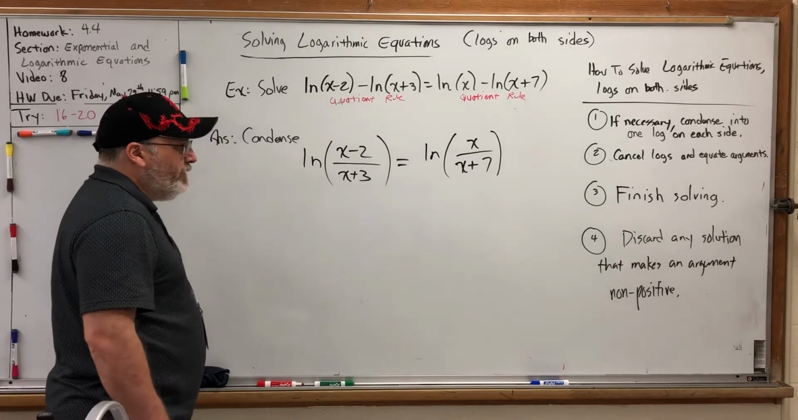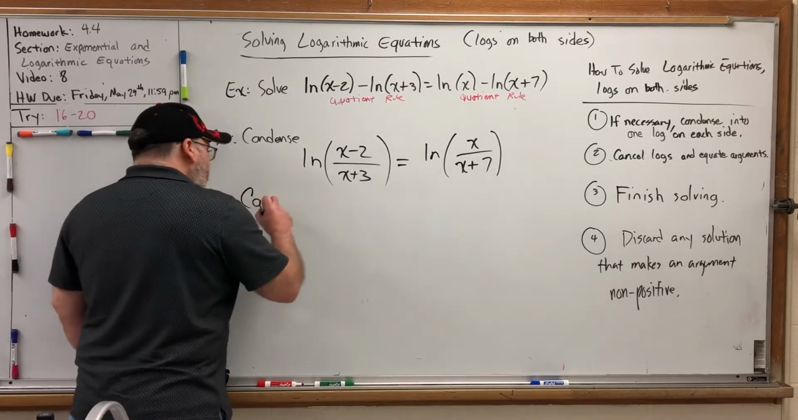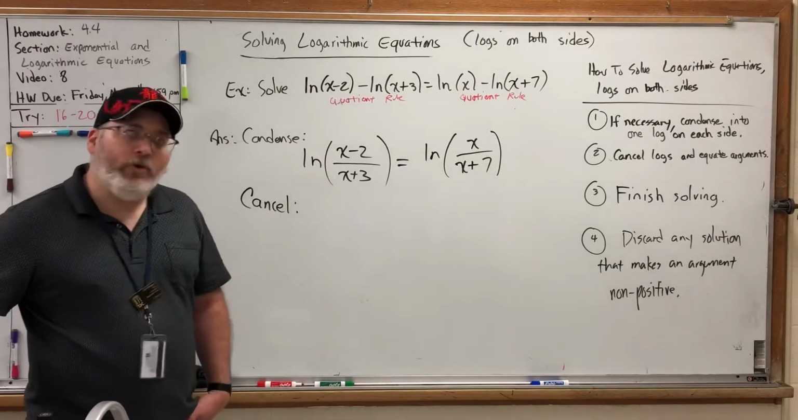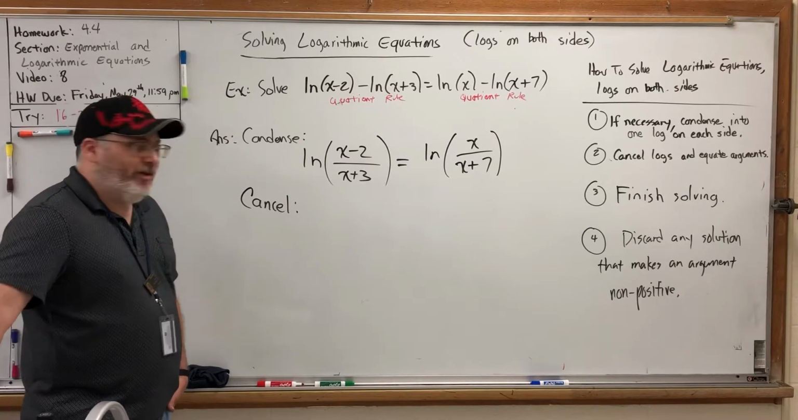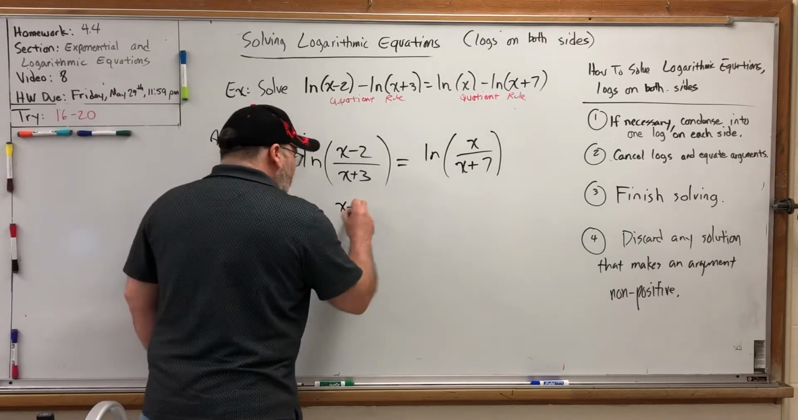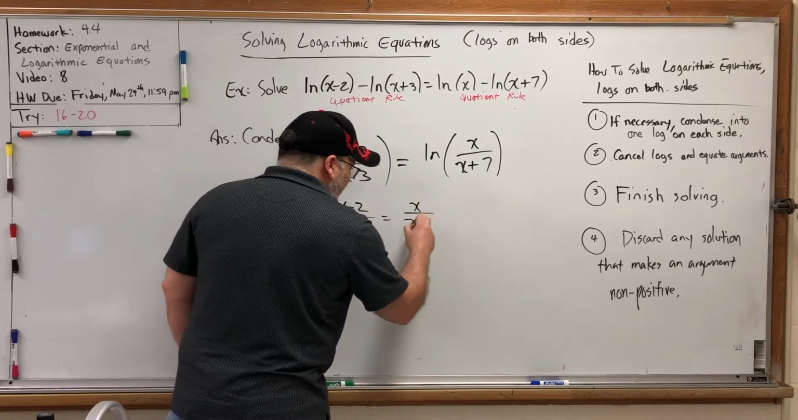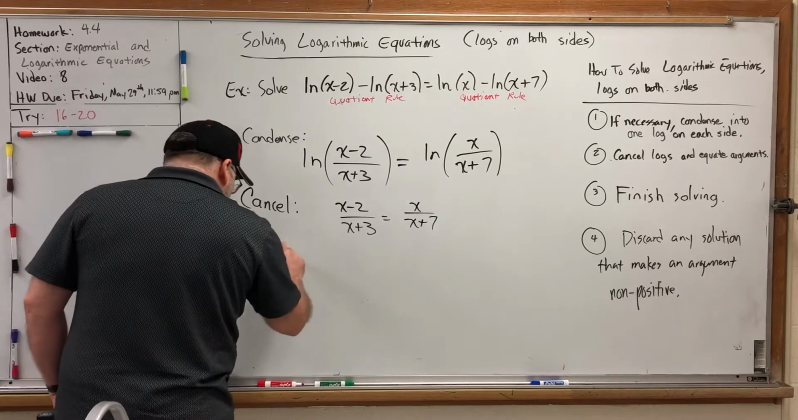What's next? In one word, cancel. Technically, we're taking advantage of the fact that logarithms are 1-to-1, but visually, you could just say cancel the ln's. x minus 2 over x plus 3 equals x over x plus 7. And now for the fun part. Solve.